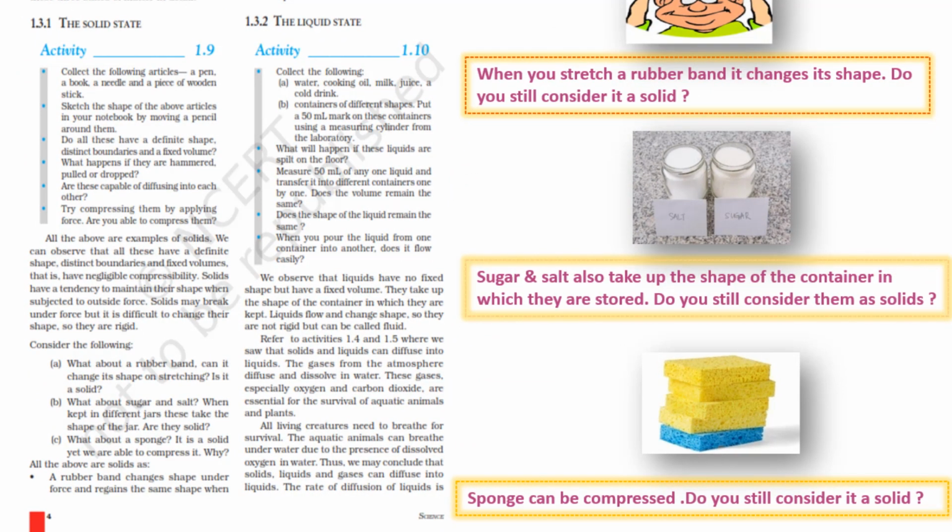Take the third example. Just now we have mentioned that solids cannot be compressed. Take a sponge. Sponge is also a solid. Can it be compressed? Yes, it can be. Do you still consider it a solid? So these are 3 solids, a rubber band, salt and sugar, sponge, which are solids. But there is a twist in the understanding.